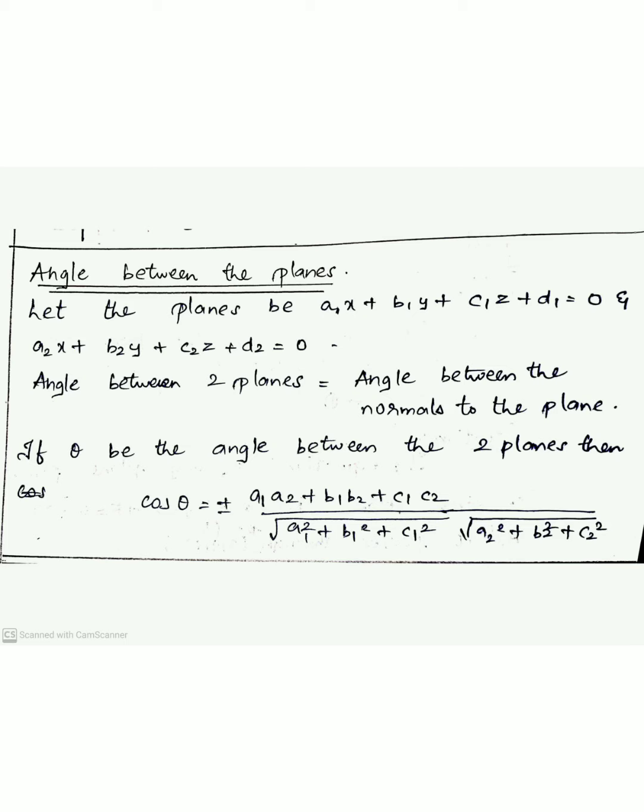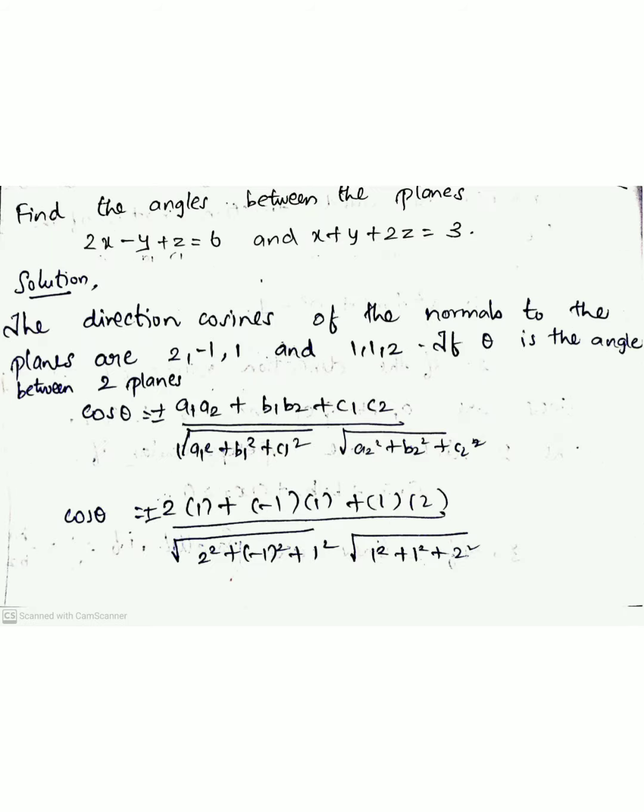So you can take theta as the angle between the two planes. Then the angle is defined as cos theta = plus or minus (a1a2 + b1b2 + c1c2) divided by root of (a1 square + b1 square + c1 square) into root of (a2 square + b2 square + c2 square). So this is the formula to find the angle between the planes. You remember this formula. Now we are going to see one example for this angle.